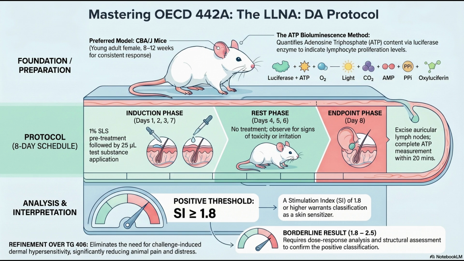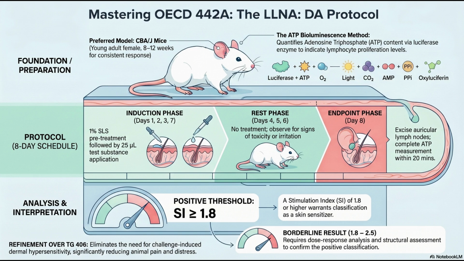And then on the flip side, we need a positive control. And this is just to prove the lab technicians didn't botch the luciferase reaction. Right. You have to prove the system works. Yeah, so the positive control utilizes a known moderate sensitizer. The guideline recommends either 25% hexylcinnamic aldehyde or 25% eugenol.